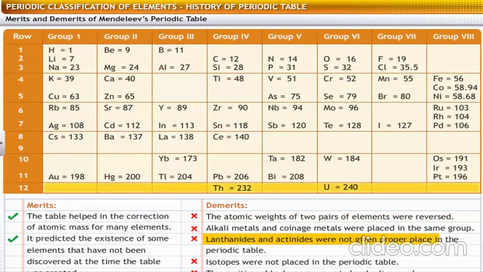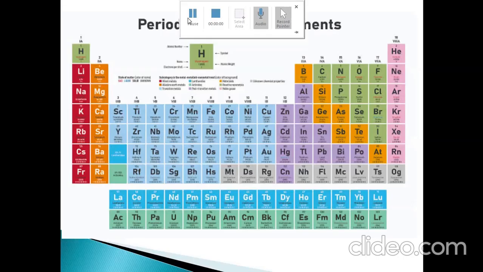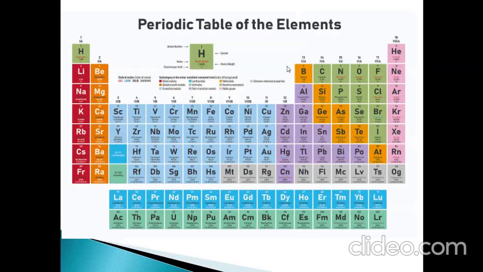Lanthanides and actinides were not given a proper place in the periodic table. Isotopes did not find a place in the periodic table. The table did not clearly indicate the position of hydrogen. Now let us understand the periodic table.